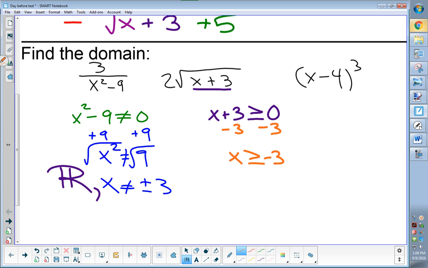Last one says x minus 4 cubed. X minus 4 cubed. We always ask the same questions. Is it a fraction? Is it a square root? What if I did this? What if I made it x minus 4 squared? Is it a fraction? Is it a square root? No, because what's a square root look like? It's a radical. It's not a radical. Make sure we understand the difference. This is not a radical, not a fraction, not a square root. Then what's my answer going to be? All real numbers.